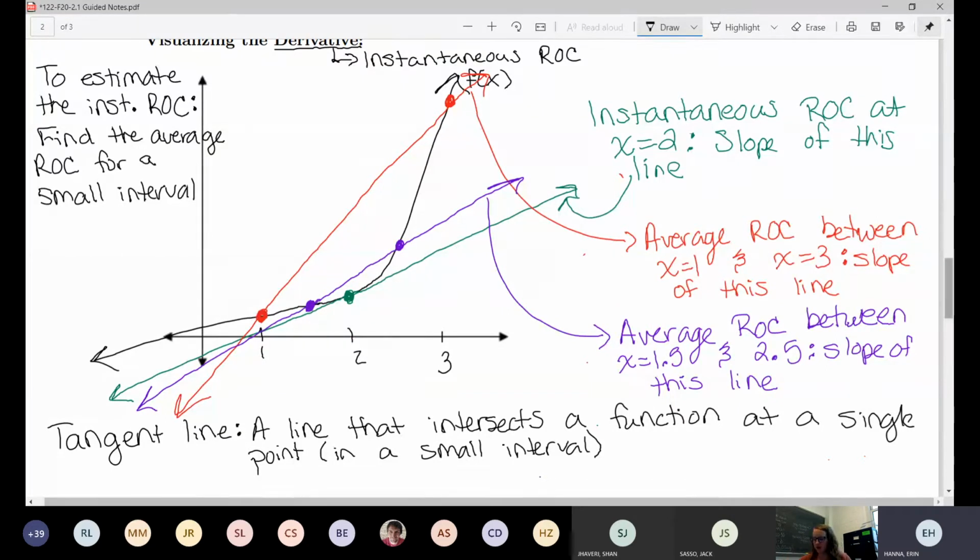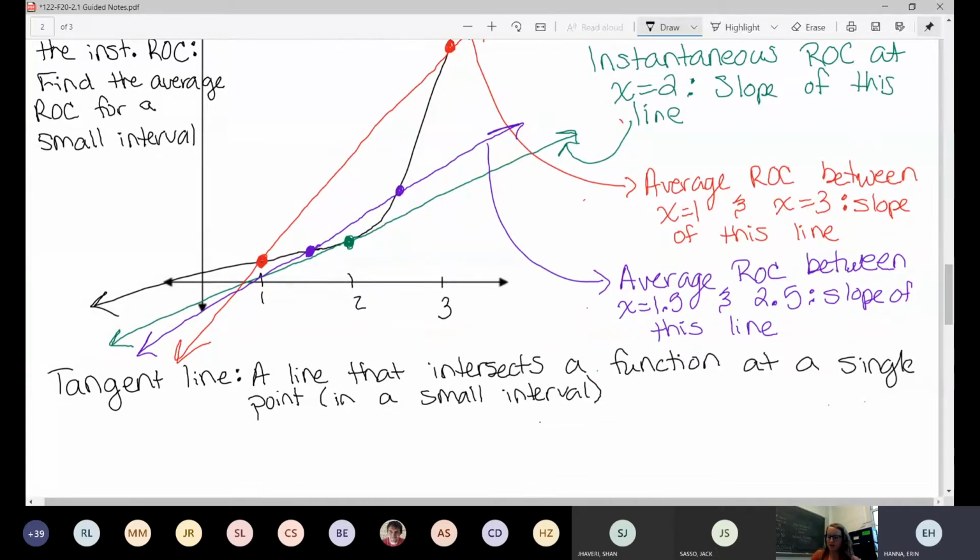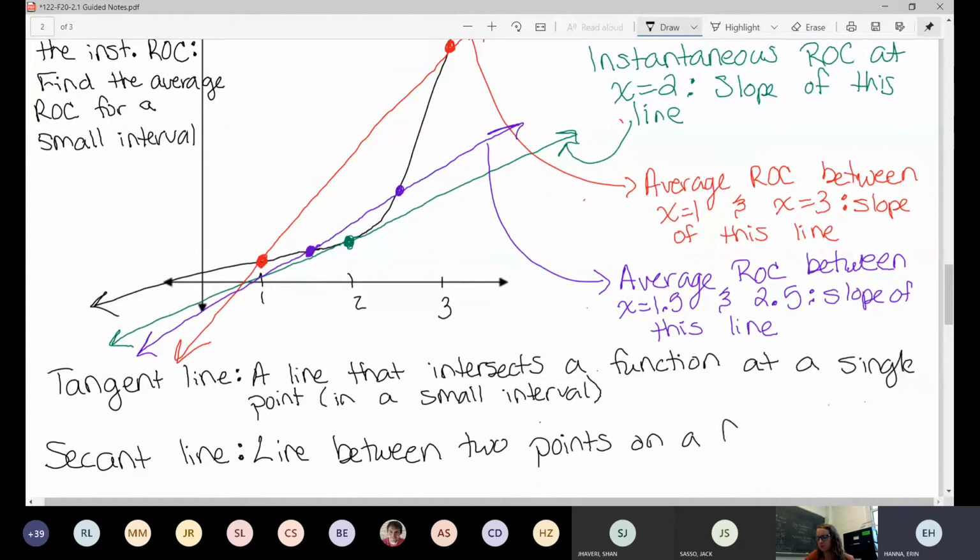One other thing that I need to define in case I say it, it's not used as often as tangent line, but there's a word secant line as well. And this is just a line between 2 points on a function. Pick any 2 points on a function, draw a line between them, you've got a secant line. So that red and purple line that I just drew are both secant lines. You're going to hear me say tangent line way more than secant line, but just in case secant line slips out of my mouth, you know what that is.